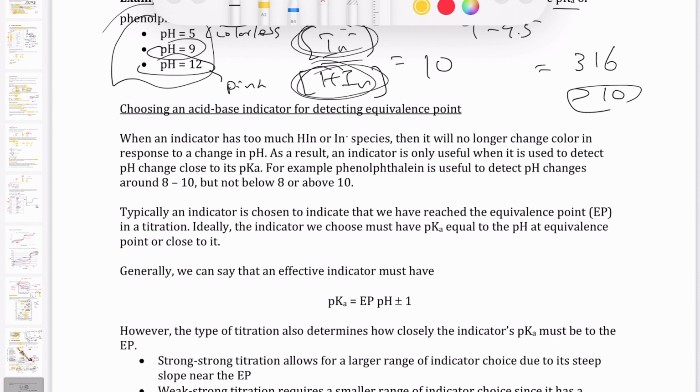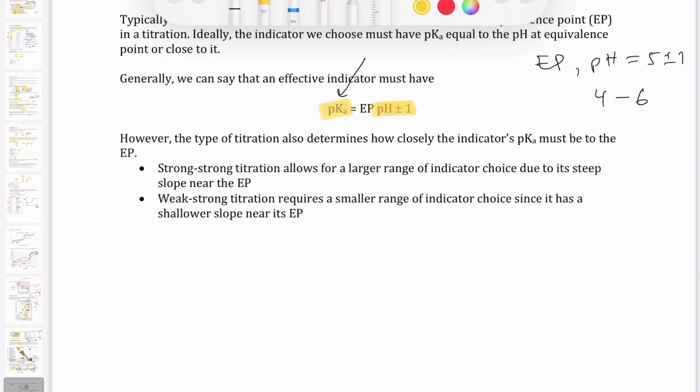Generally speaking, what we want is an indicator where its pKa is plus minus 1 away from the equivalence point pH. So let's say I'm trying to find an indicator for a titration where the equivalence point is at pH equals 5. Then that means that I want to find an indicator whose pKa is between 4 to 6, right? That's plus minus 1 from 5. You also want to think about the type of titration that you're doing.